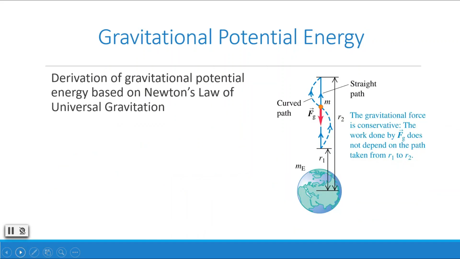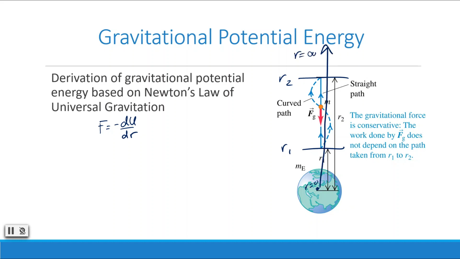Now, how does this change our view of potential energy? To do this derivation, we're going to look at 2 different points. We're going to look at a position R1, and then some other position R2. So by definition, for conservative forces, our force is equal to negative dU/dx, or in this case, we're just going to use dr. We're going to use r as our axis. r starts at r equals 0, and then goes out to r equals infinity.